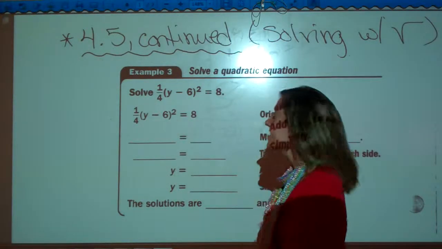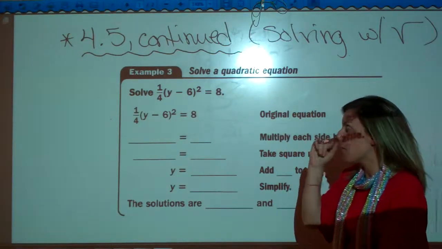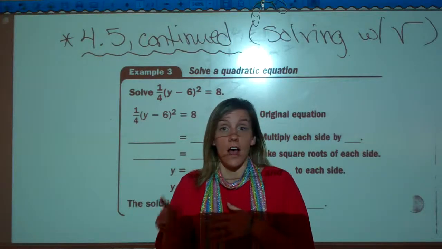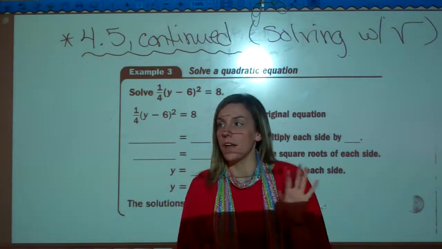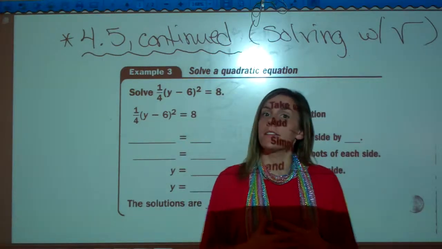So, hi guys. We are moving on with 4.5, and what we're going to do is take everything that you guys know about radicals and what it means to simplify them, and imaginary numbers, and you're going to see how it applies to solving, okay?